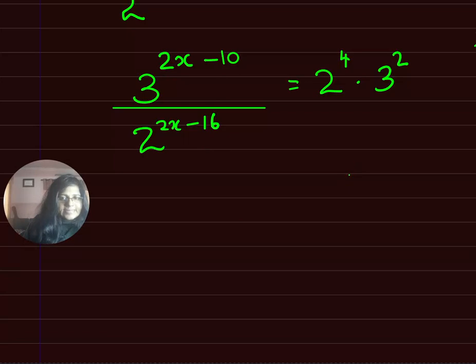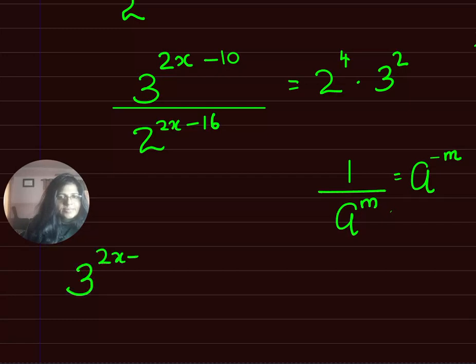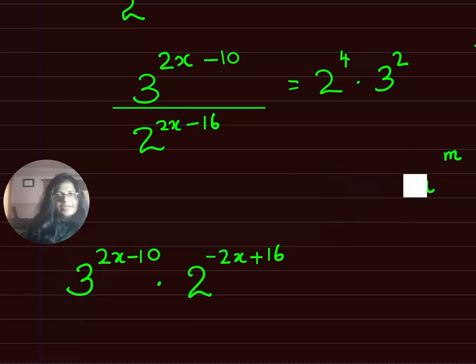In indices or exponents, we have learned that if you want to take something from the denominator to the numerator, we have to change the sign in the power, right? So I need to bring this 2 to the numerator. So what can I do? 2 to the power 2x minus 16 can be written as 2 to the power minus 2x plus 16. See, I changed the sign in the power. So now it's in the numerator, and it is equal to 2 to the power 4 times 3 squared.